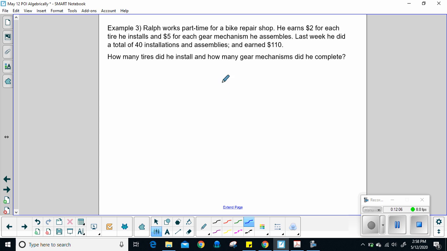Okay, well, let's think this through here. We've got tires that we're talking about, and the tires are $2 each. Okay. We have gears, so they are each $5. Okay. And then we have a couple of totals here. We have a total of 40, and we have a total dollars. So that's going to play a big role here in what we do. So let's see here. What are we going to do?